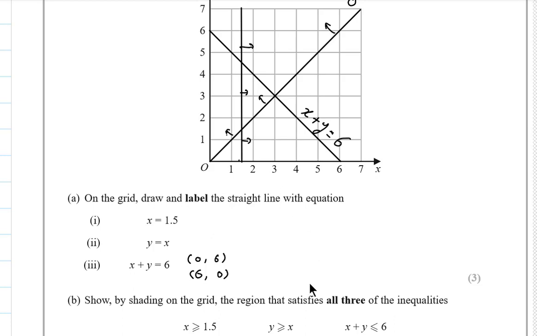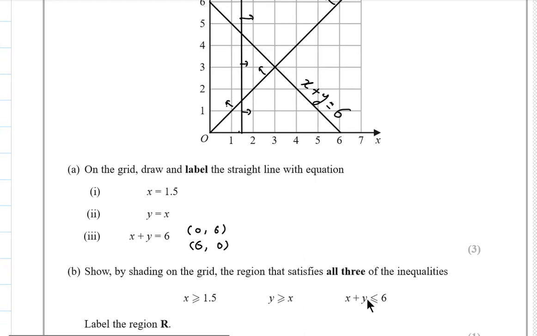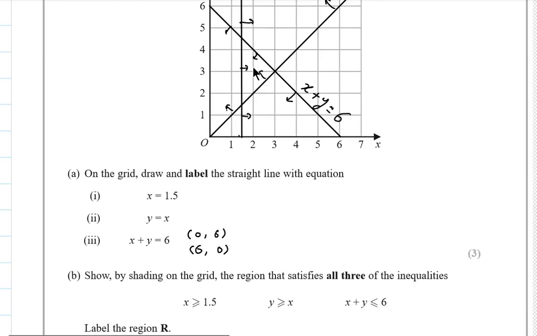And then the third line, x plus y is less than or equal to x. If we take y as the subject with a positive sign here, it will be less than, which means I will take the area below this line. So I will shade this triangle, and this is the required region.